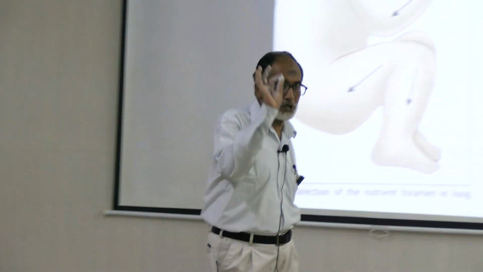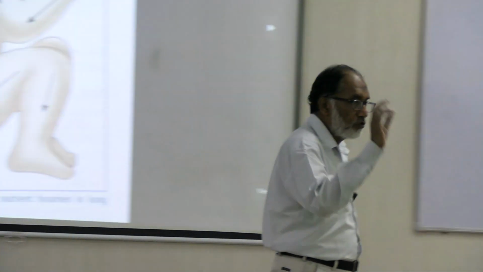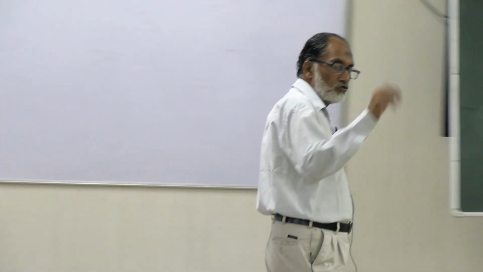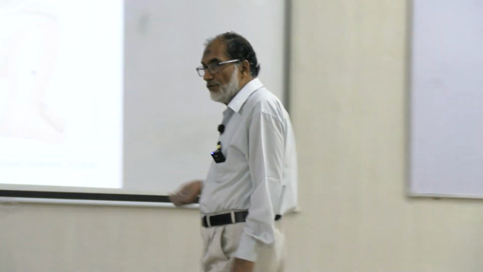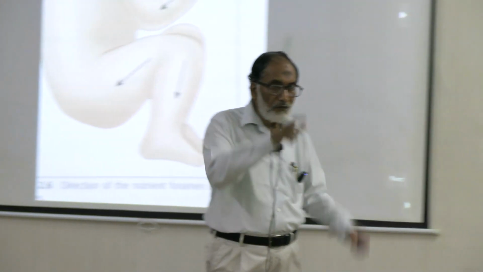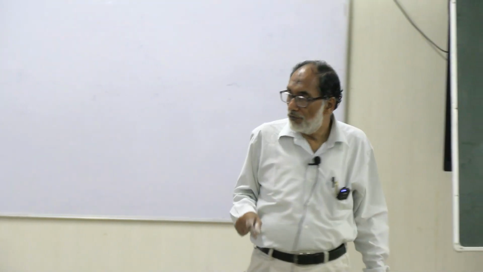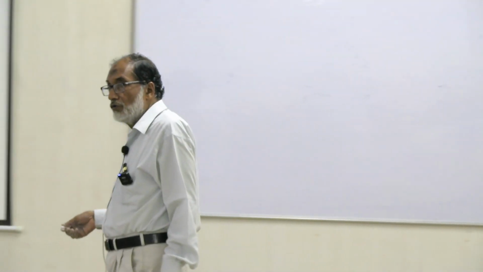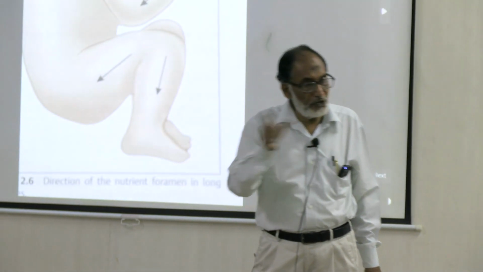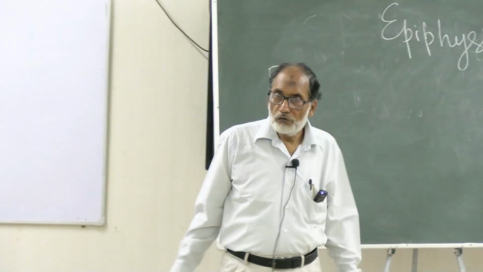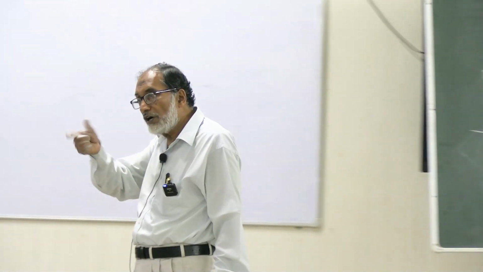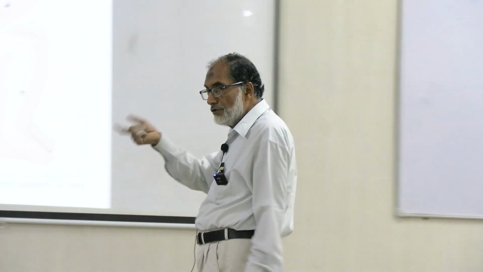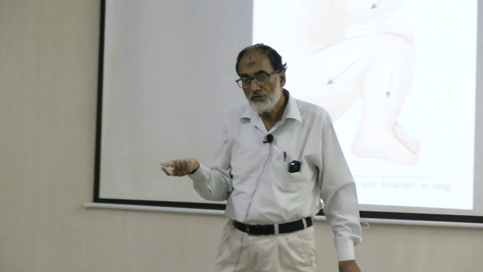It is the storehouse of minerals, calcium and phosphorus, and a storehouse of fat. Within the medullary cavity of a long bone, you will get yellow marrow and red marrow. In a young bone, you will get red marrow. As age advances, that will be converted into yellow marrow. And from the red bone marrow, hemopoiesis happens: formation of RBC, WBC and platelets.